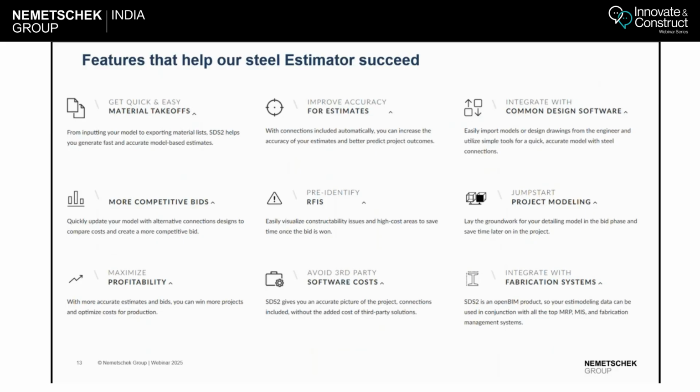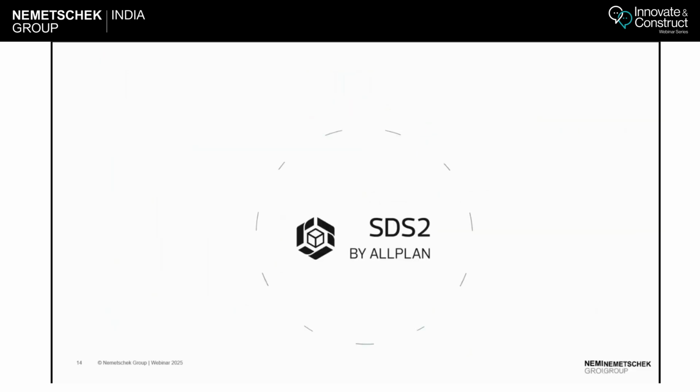Then this is all the offering we have for a steel estimator. For estimation, you can use it for a quick material takeoff. It can improve your accuracy in STD modeling. It integrates with common design software. You get more competitive bids and higher chances of winning the bid. Your pre-identified RFIs jumpstart project modeling. Basically, you will have your STD model, and the same model you can use to start your further connections and all. Then maximum profitability: you avoid any third-party software cost, and it integrates with fabrication systems.